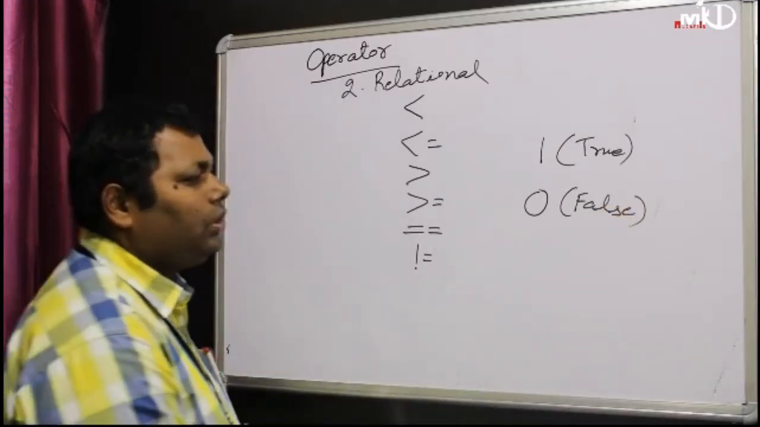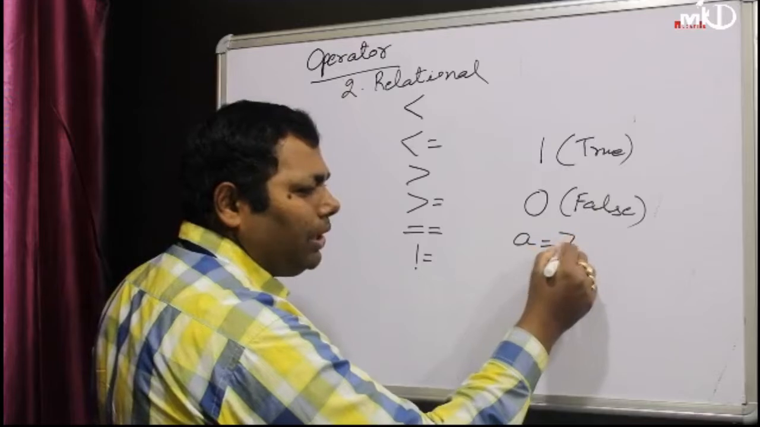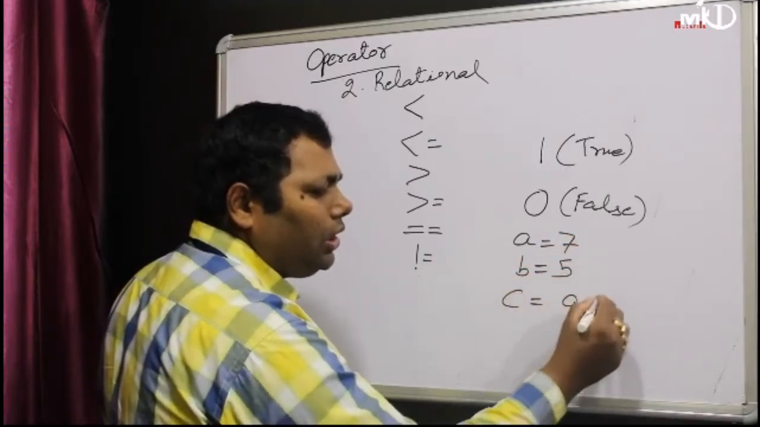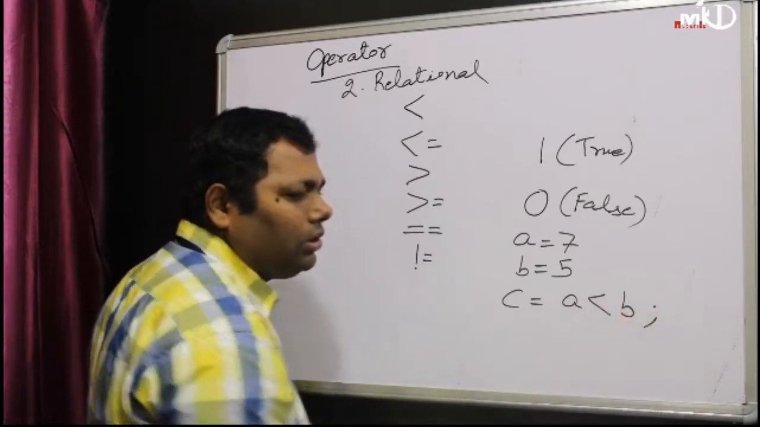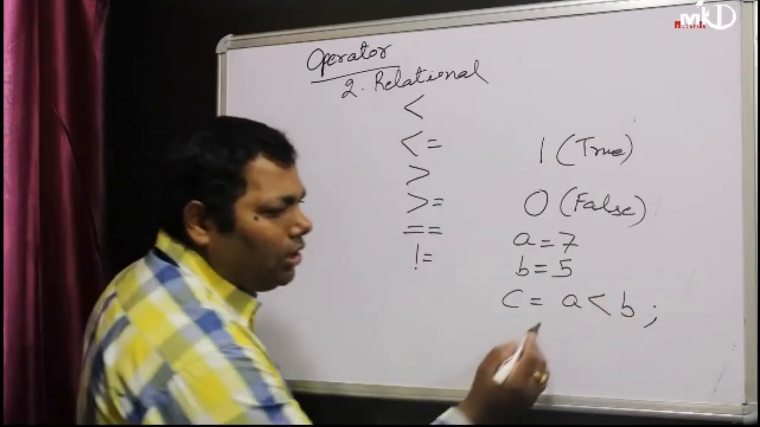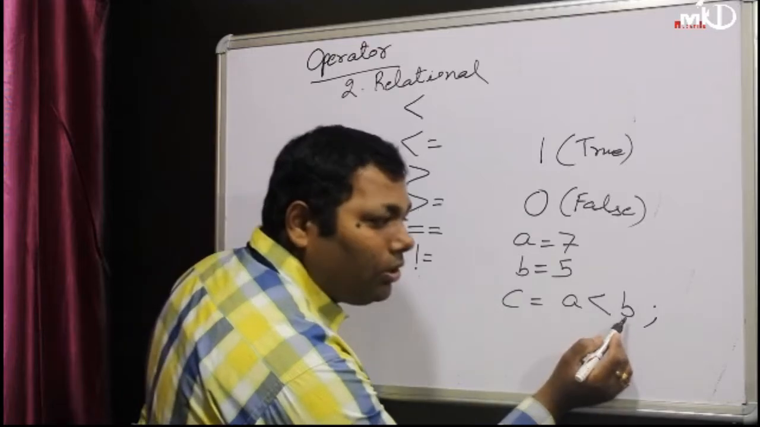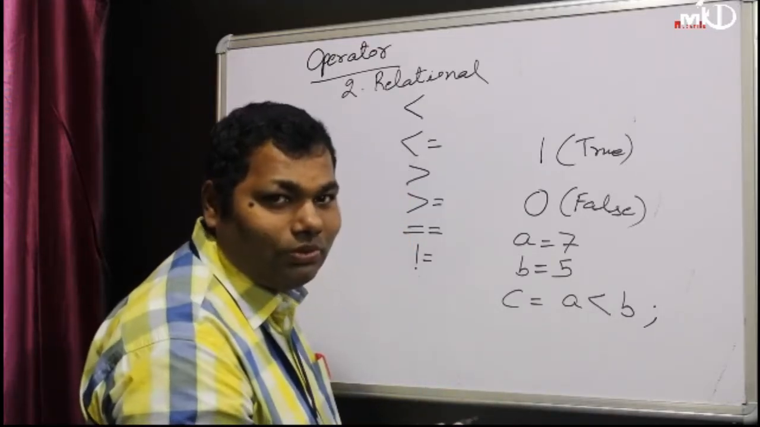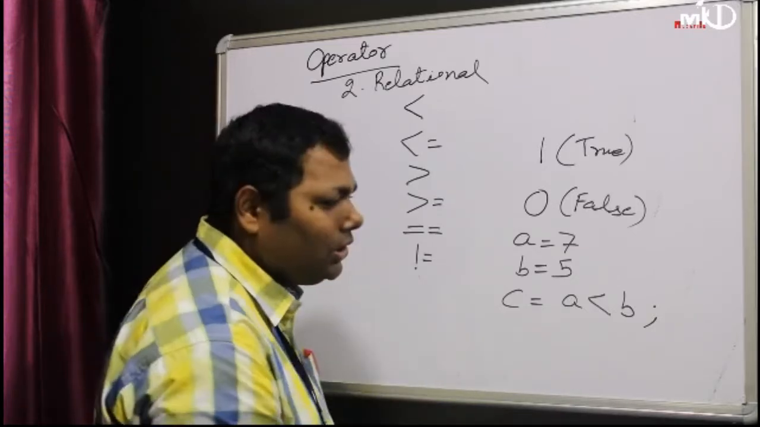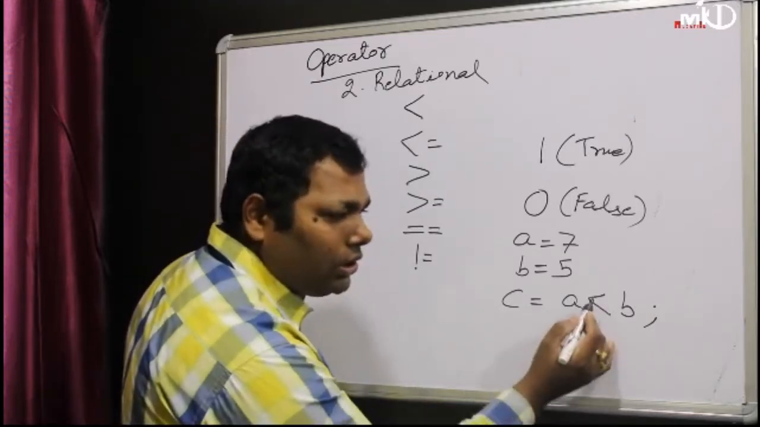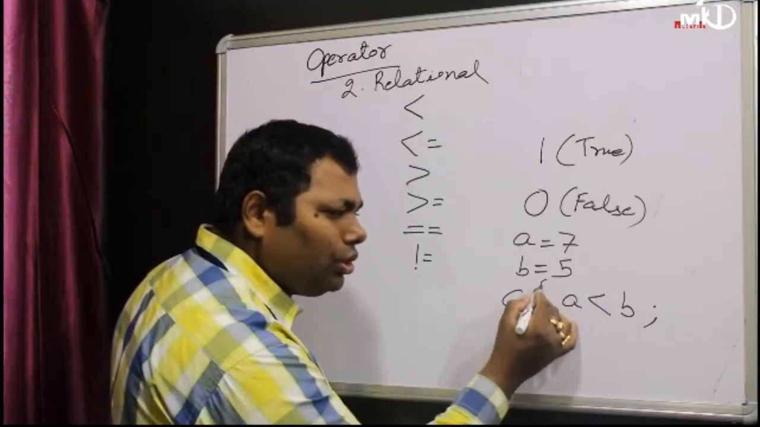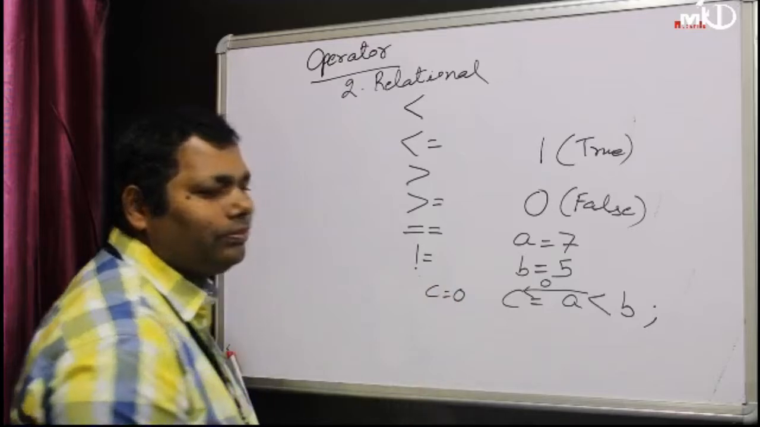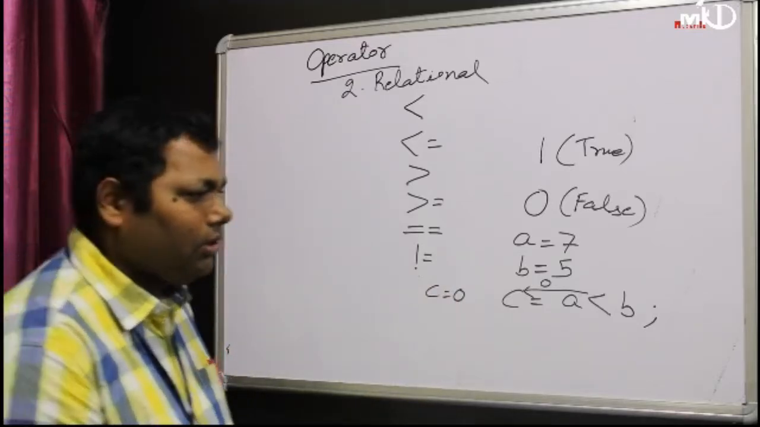Clear? Let's take an example. A has value 7, B has value 5, and write C equal to A less than B. Check. What is the value of A? 7. What is the value of B? 5. 7 less than 5, is it true? No, it is false. So if the relation is false, this operator returns 0 to C. So what is the value of C? 0. Clear?